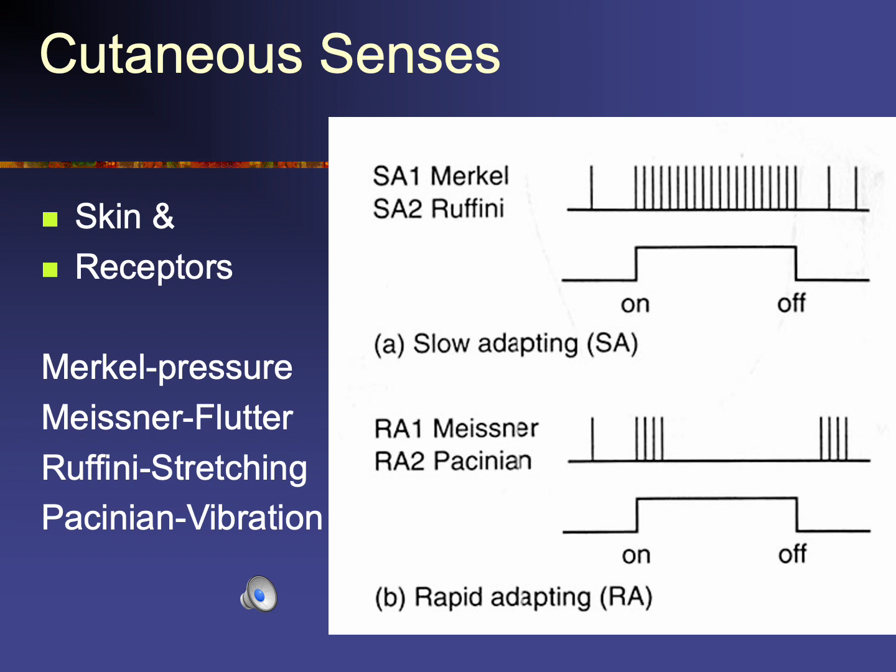So the Meissners and the Pacinian corpuscles, they respond in a rapid adapting manner. So they go on briefly, then they go off. Now notice that when they go off, they also respond. So you've got this stimulation path of on and off responding, indicating a direction or a path that the stimulation is taking across the skin by all the different receptors that are going on and off, on and off, on and off, as you pass the stimulus across the skin.